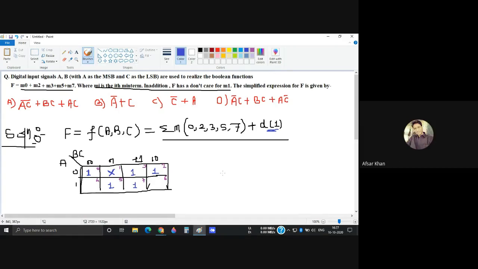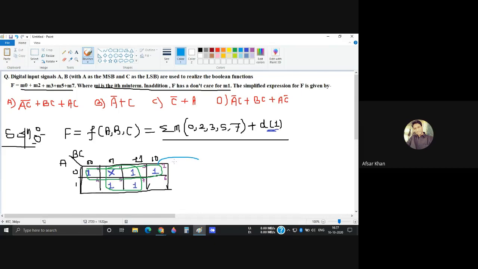Yes, sir. What combination can you form? Pair or quad? Sir, 2 quads. Very good. We can have 2 quads here. This is 1 quad and this is 1 quad. So we have got 2 quads. Tell me the expression for this quad.